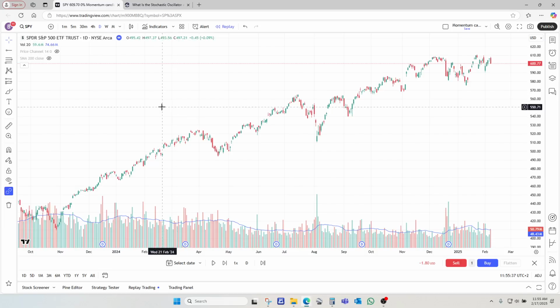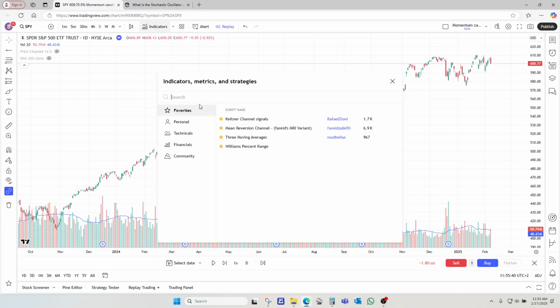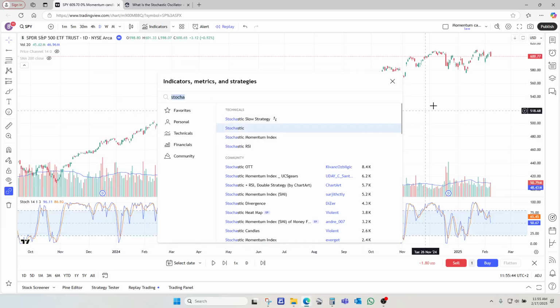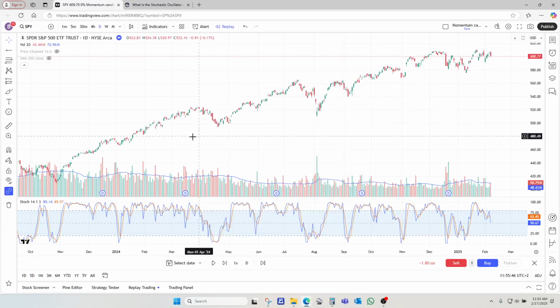We'll go to TradingView. We will add the indicator here, stochastic. We will add a general one. We will look at the strategy as well. So this is how it looks. It comes as standard with 14 periods, and the blue line, the K line, is the main one, and the orange line here, the D line, is basically a 3-period average of the blue one.